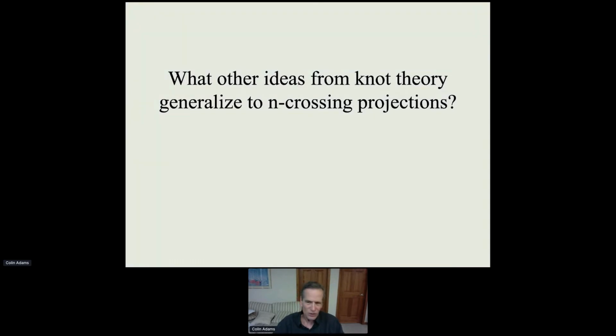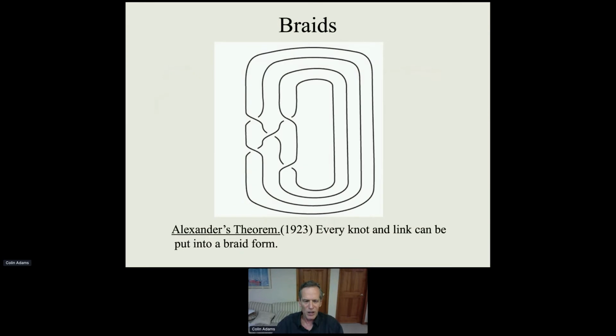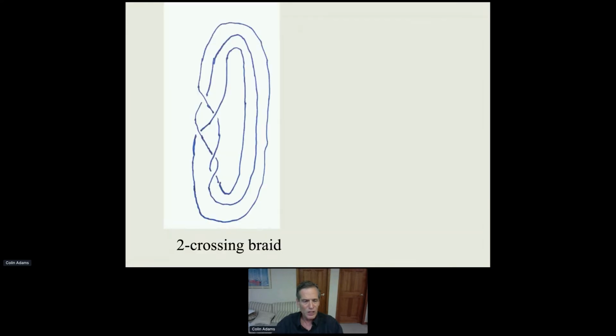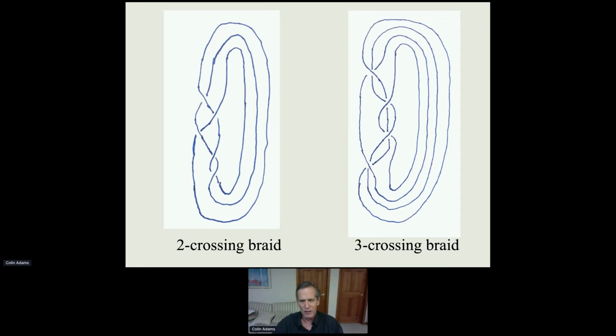So what other ideas from knot theory generalize to n-crossing projections? Well, what about braids? You'll remember, as I mentioned, Alexander proved every knot or link can be put into braid form. So here is an example of what I'm going to call a 2-crossing braid, because all of the crossings are 2 crossings, crossings with 2 strands. Could I have a 3-crossing braid? So every one of the crossings that appears in the braid has 3 strands passing through it.